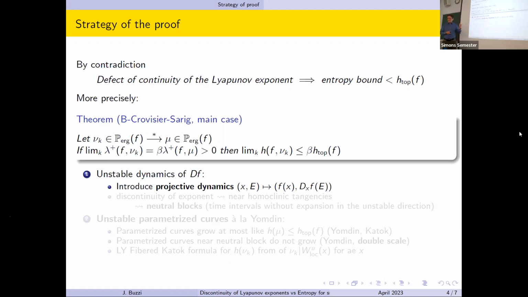Really it's an entropy bound. So I'm going to say, if the Lyapunov exponents do not converge to the exponent of the limit, then this means that this number beta is less than 1, and I get that the lim sup satisfies a non-trivial bound. Does that answer your question?